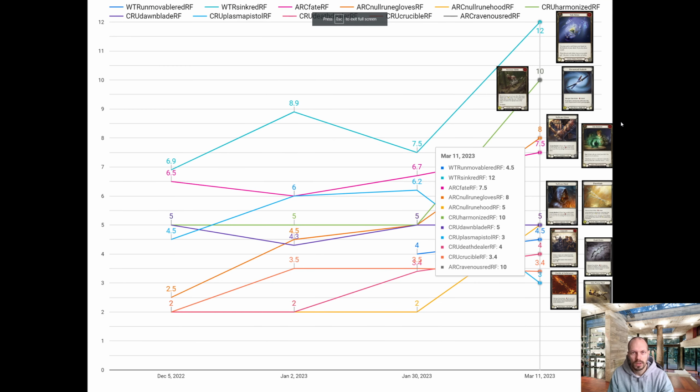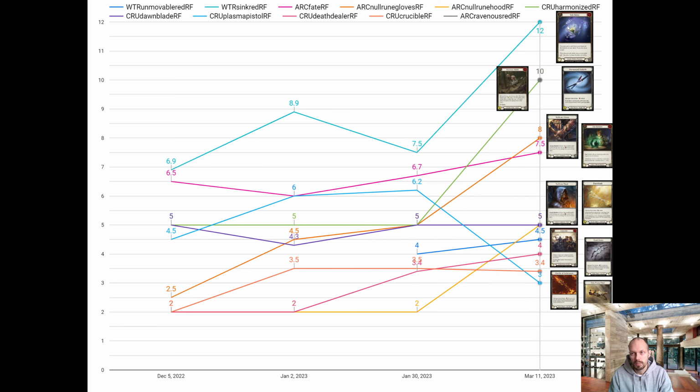But these are the commons. And now, if you have common in your head, you're like, well, common is not as scarce as rare, so it's not expensive. No. Forget about that. Sink below foil, $12. This is a common.